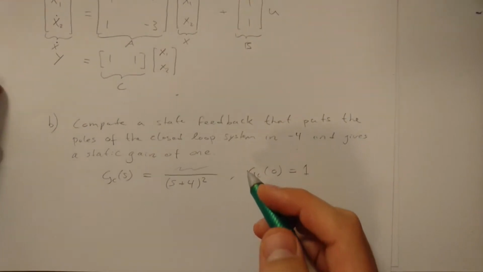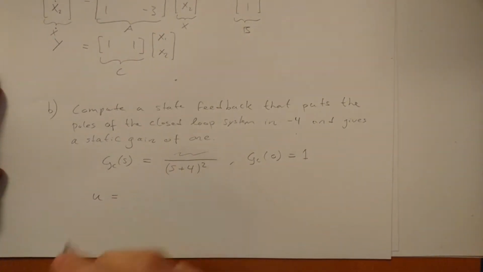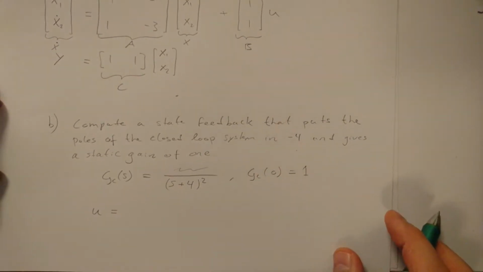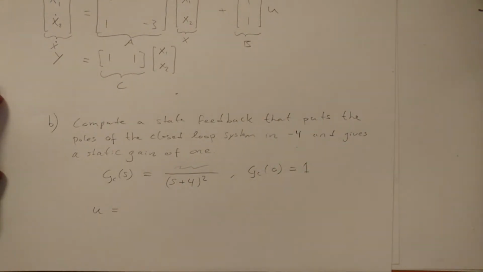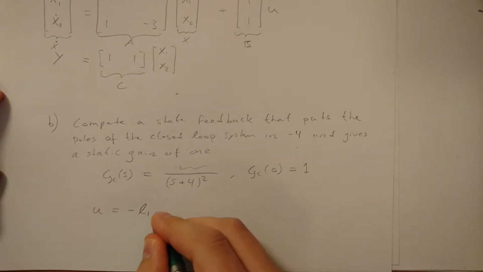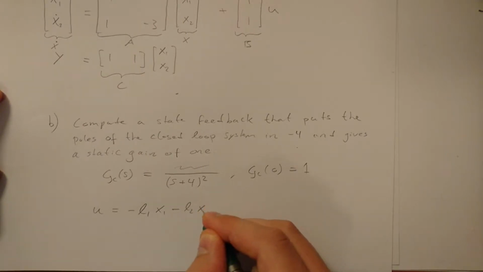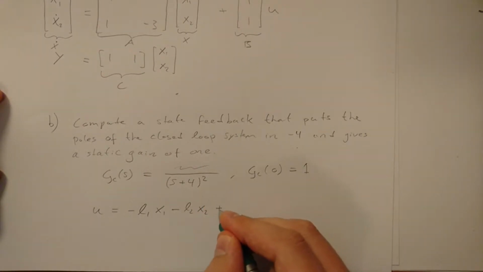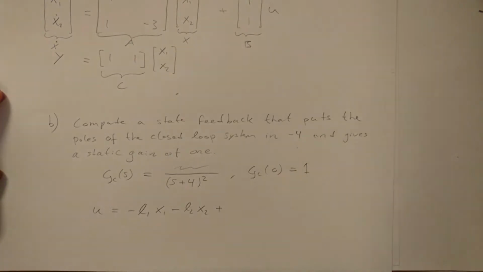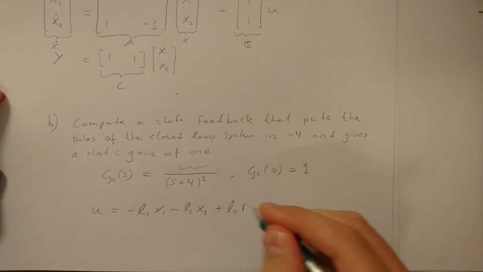So in order to obtain this, we're using state feedback. That means that we're choosing the input signal u as a linear combination of the states x1 and x2. And the convention is to do that in the following way. So we have minus L1 times x1, and then minus L2 times x2, plus L0 times some reference signal r.